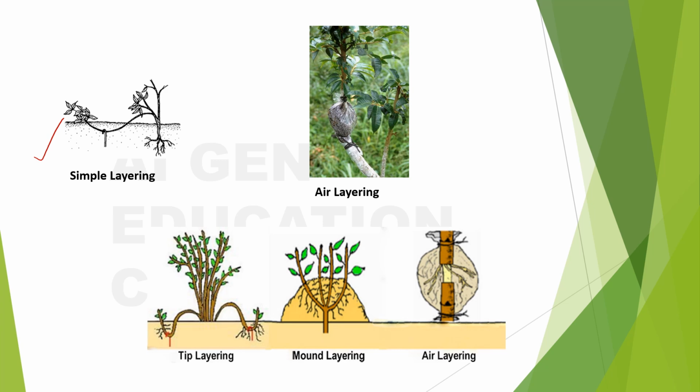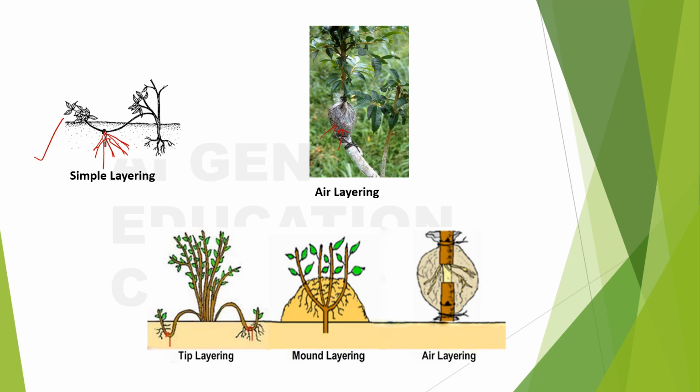You are just bending it, and at this point you will get the roots. And this is air layering. I have mentioned, this is the wet soil, moist soil. You are wrapping it. Okay, at this point you will get the roots.